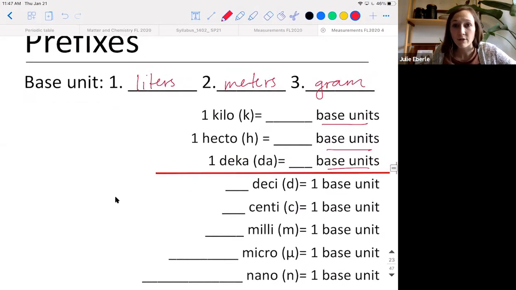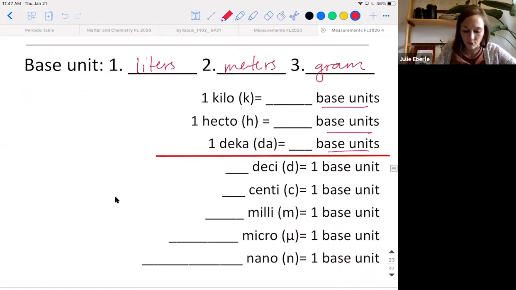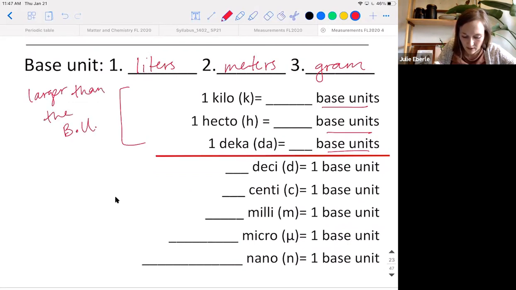So first off, some of these prefixes that we're going to talk about are larger, like they make the unit larger, and some of them make the unit smaller. So these 3 up here on top are larger than the base unit. I'm going to abbreviate. Okay, if you put these prefixes in front of the word liter, meter, gram, now the quantity is larger.